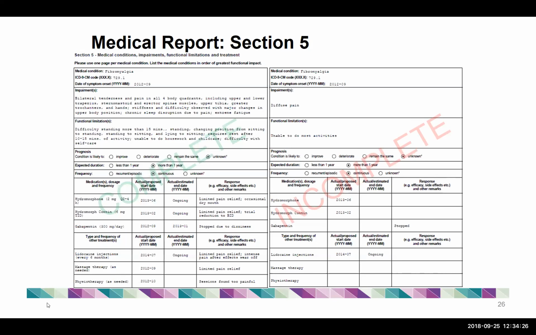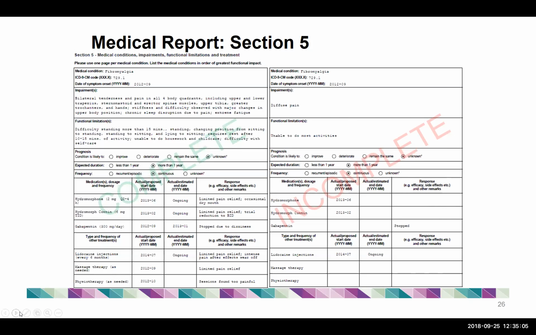But for most people, 3 would be sort of the upper limit. And we're looking for you to list these medical conditions in order of greatest functional impact. So if a person has degenerative disc disease and they also have clinical depression, and in your professional opinion, you think that the clinical depression is really what's driving the individual's inability to work, then you would list the clinical depression as the primary condition and the DDD as the second condition.